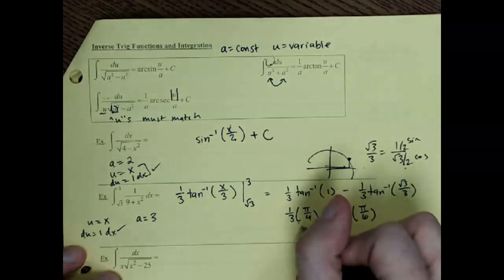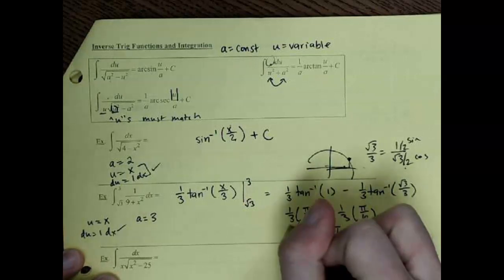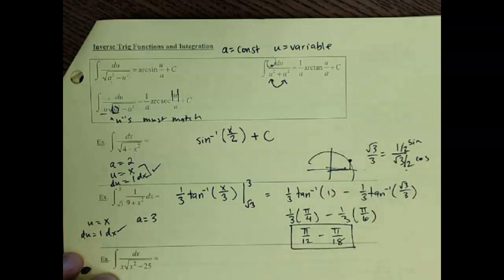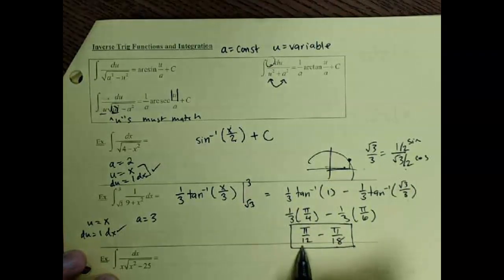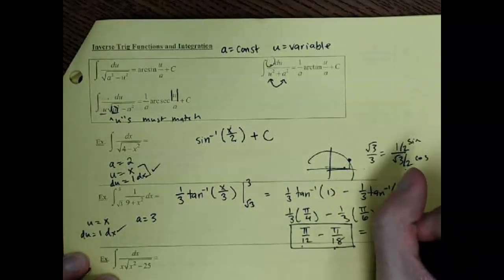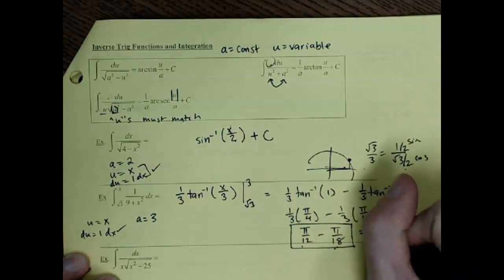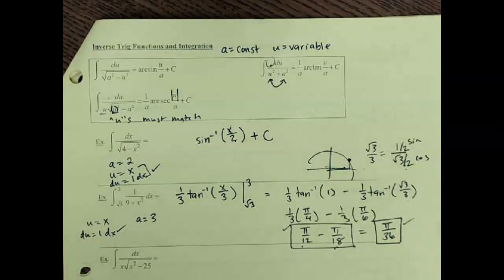Anyways, here I got pi over 12 minus pi over 18. You could leave the answer like this, or if you wanted to combine it, the least common multiple between these two things would be 36. That's 3 over 36. That's 2 over 36. 3 minus 2 would be 1. So then this would end up being 1 pi over 36. There's nothing wrong with this if it's a free response, but if you wanted to get it down to one singular final answer, for a multiple choice, it would be pi over 36.